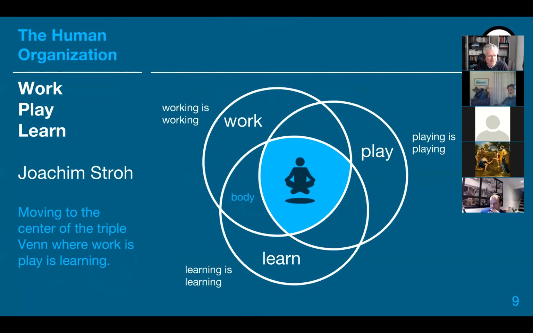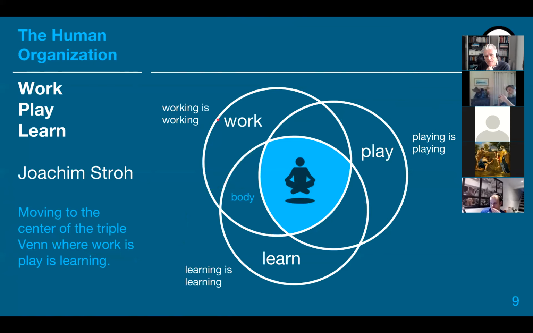I've done some work in the past here. This is one of my diagrams that talk about work, play, and learn. So these are three circles here that overlap. One is about working, one is about playing, one about learning, right? So to me, the goal here is moving to the center of this triple Venn diagram, where work is play is learning. And what does that mean?